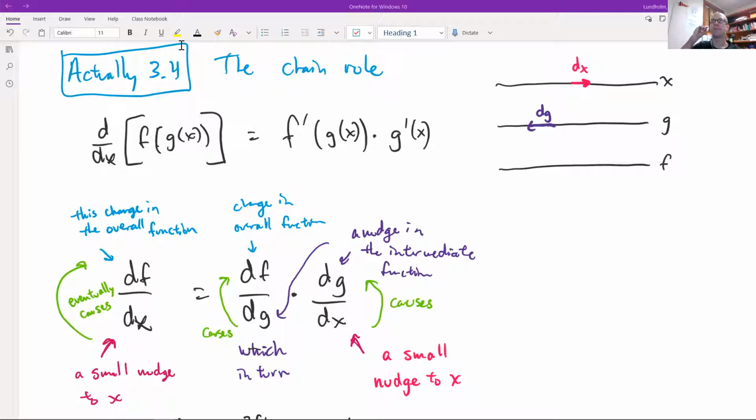And then finally, there's some df that's induced by that. So you change the input, that causes a change in the intermediate function, and then that causes a change in the outer function. And that's the idea that we've got going on with the chain rule.